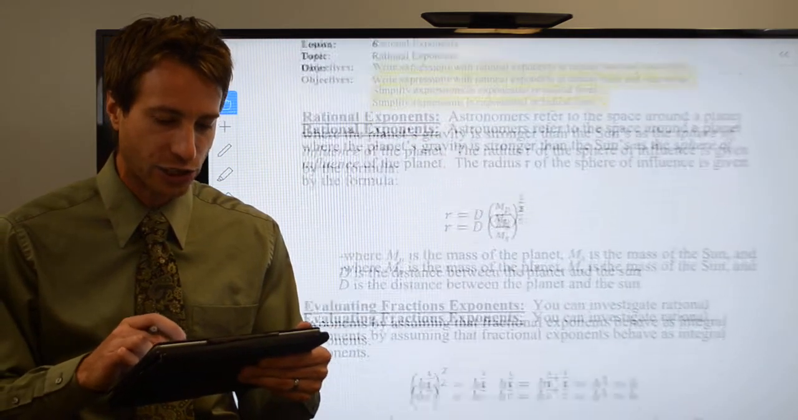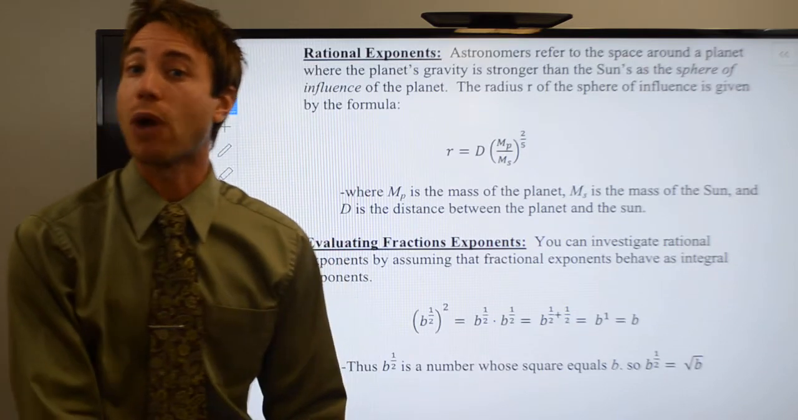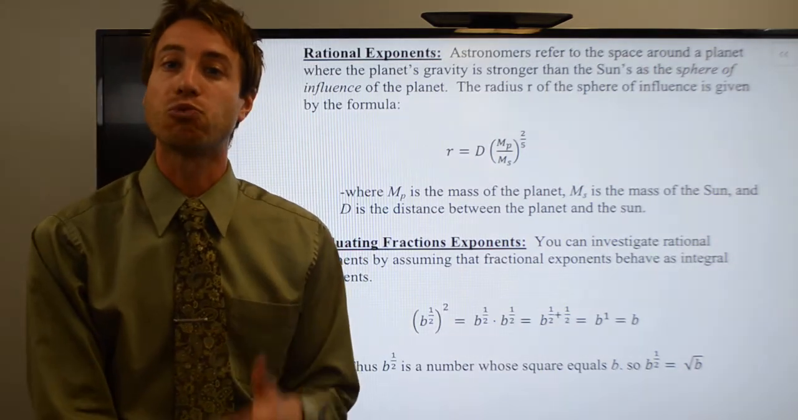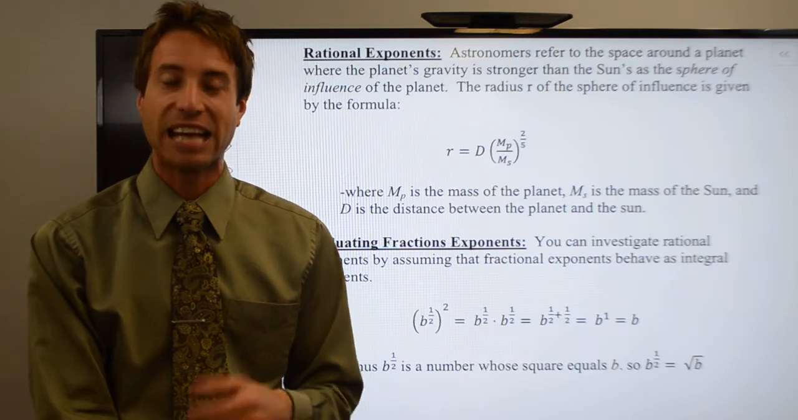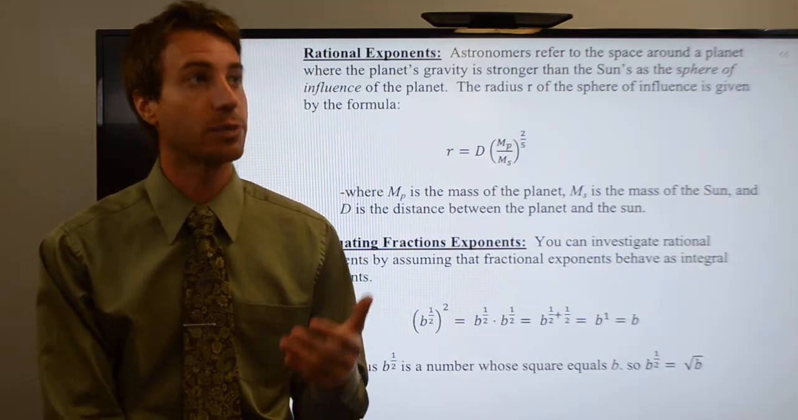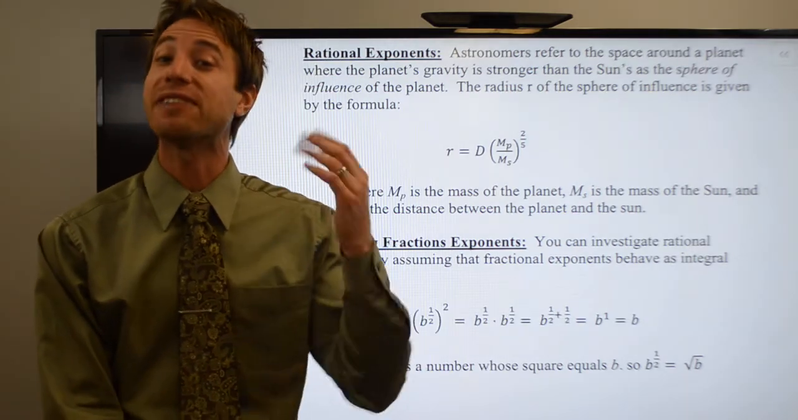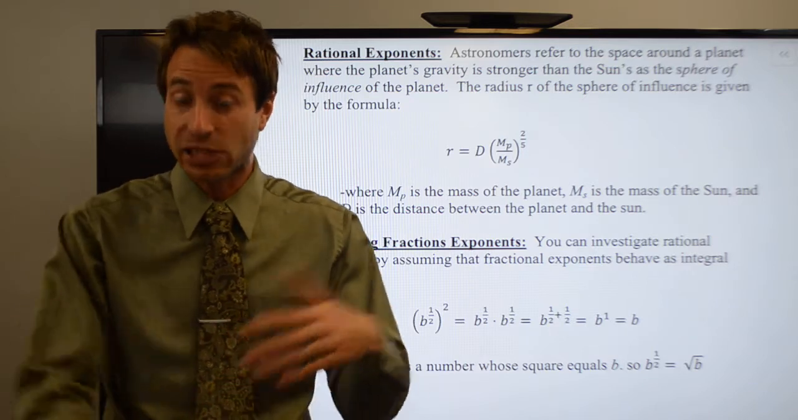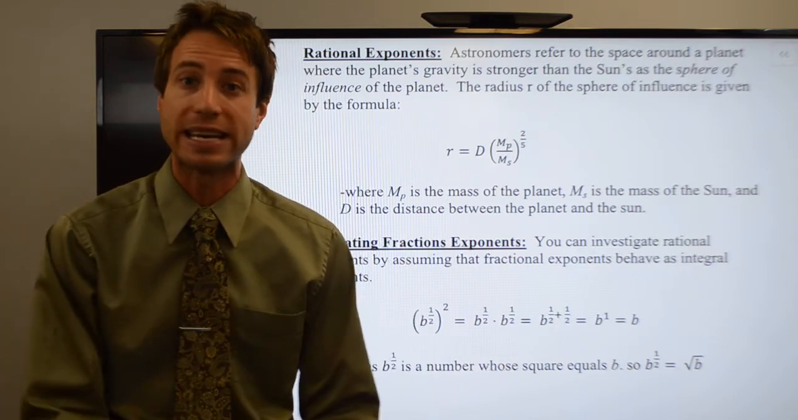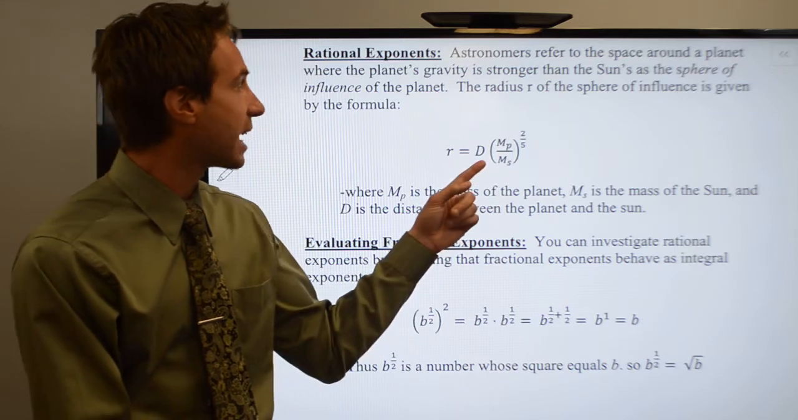What is a rational exponent? Well, you know that rational numbers are numbers that can be written as a fraction. So what we're talking about here are expressions where you have an exponent, but the exponent is a rational number. It's going to be written as a fraction. I have a perfect example of one right here.